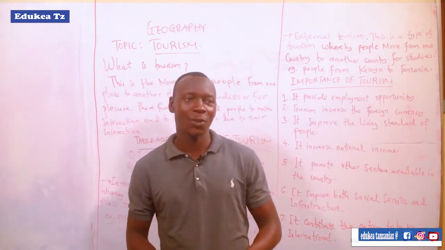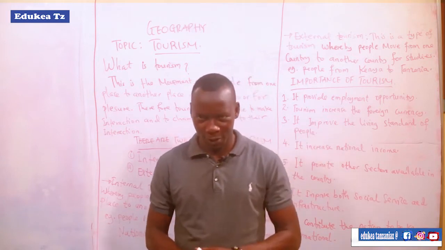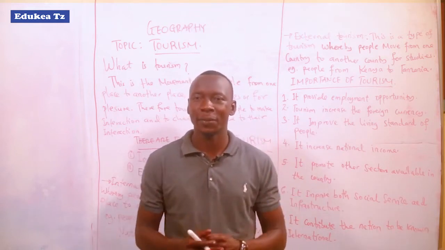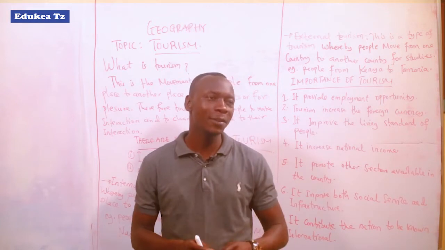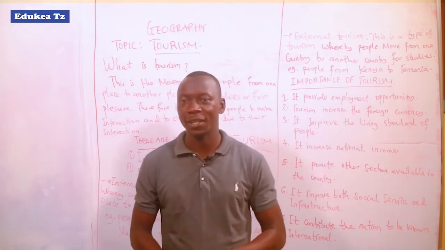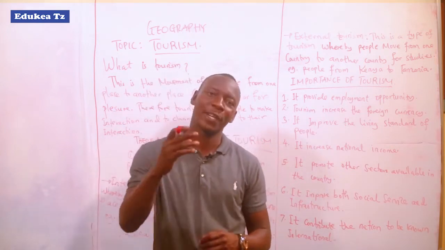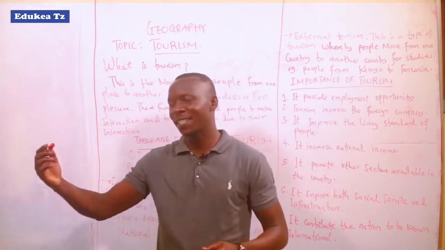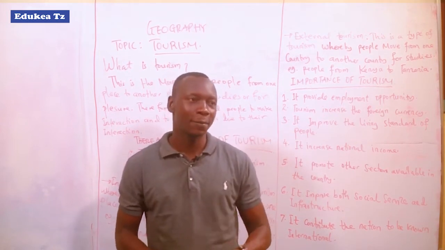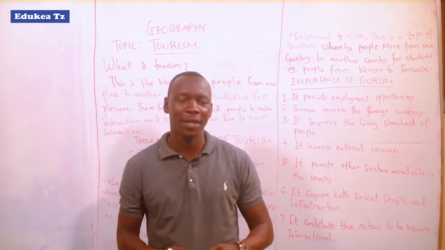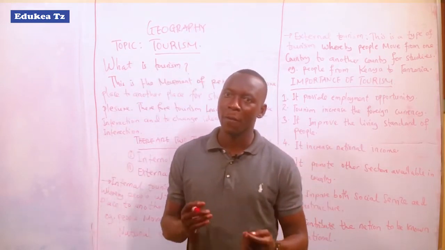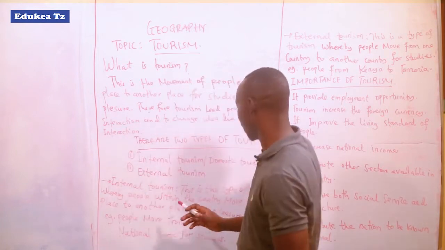Internal tourism is sometimes called domestic tourism. What is domestic tourism, my dear students? Domestic tourism is the type of tourism which takes place within a particular country. People can move from one region to another region for studies or for leisure. That is what we call domestic tourism or internal tourism. For example, people may move from Dar es Salaam to Mikumi National Park, which is found in Morogoro, to enjoy, for studies or leisure, or to look at the different animals that are found there and refresh their minds.